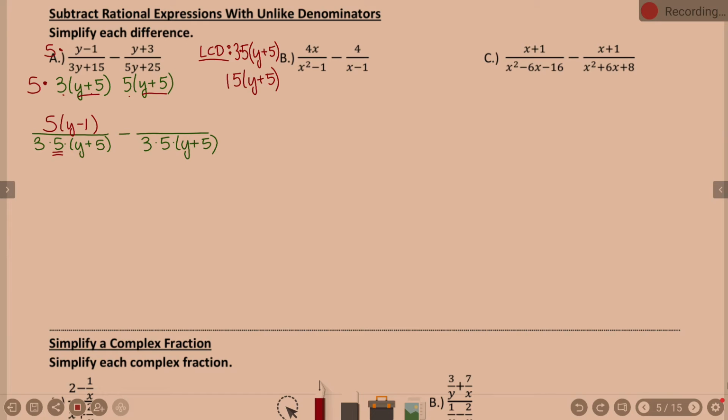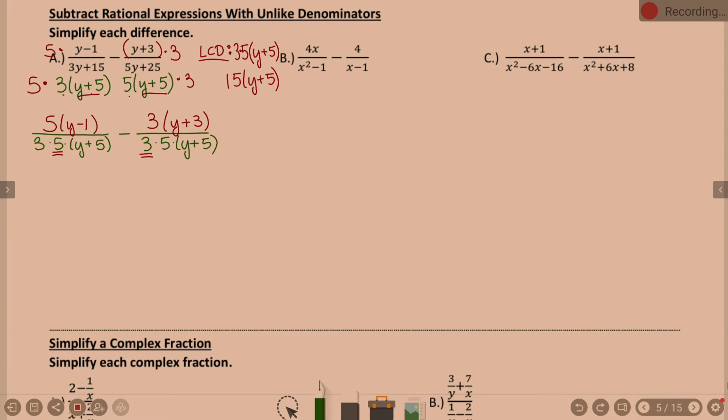Okay, resume. Second denominator. It's supposed to be 3, 5, y plus 5. What are we missing? Originally we were missing a 3. So we're going to multiply by 3. So I'm going to be multiplying 3 times y plus 3. Okay, ready to put it together?